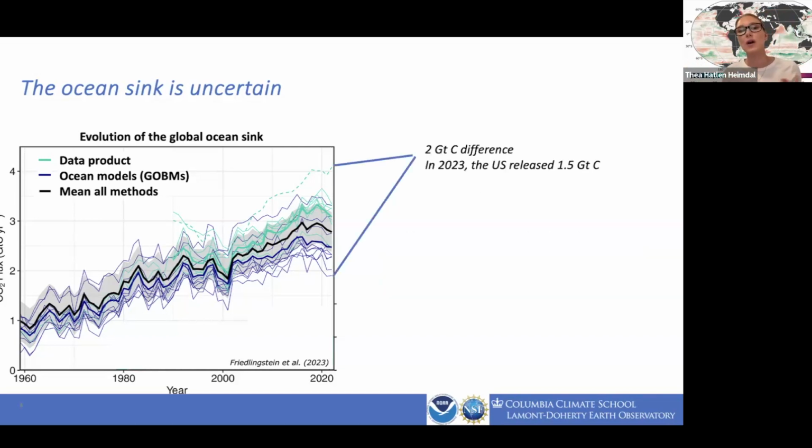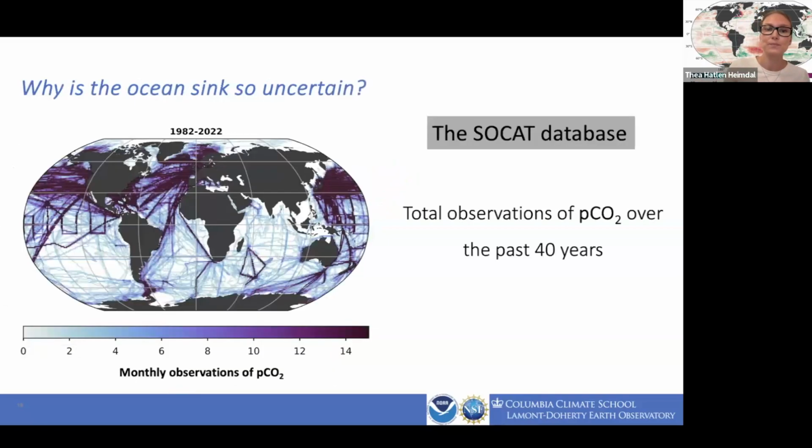And we're talking about large differences in numbers here, but just to show an example of how big these differences are, if we're looking at the max and min estimate here of the carbon uptake in 2022, we're looking at a difference of 2 gigatons of carbon, which is more than the entire carbon release of the US last year. So it's really important that we reduce these uncertainties, so we can understand the uptake better.